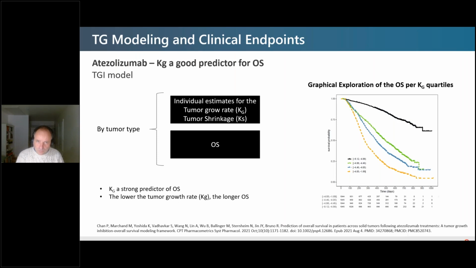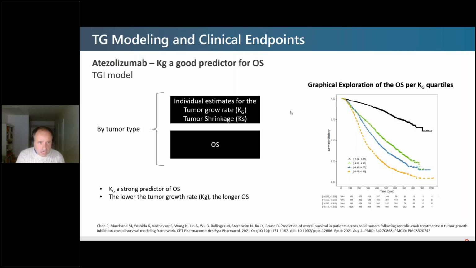There was a good relationship between the tumor growth rate and overall survival, and this is represented in the Kaplan-Meier curve that you see here, where you see the overall survival separated by the different quartiles of KG. And as you can see, the lower the KG, the longer the overall survival.